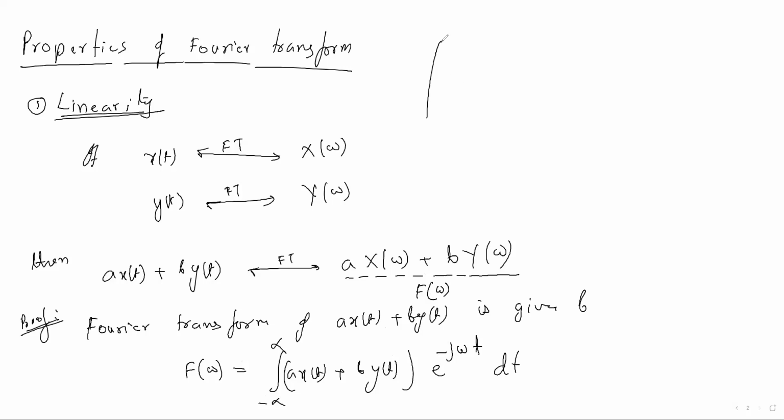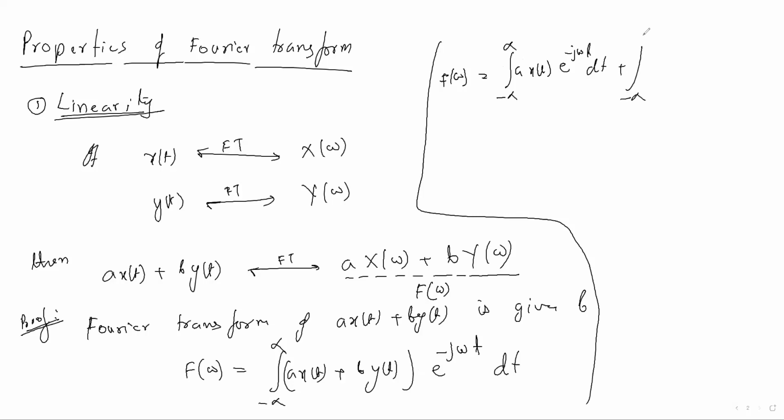Very easy. Then F of omega equals, breaking down the integration, the integration from minus infinity to infinity of a x of t e to the power minus j omega t dt, plus the integration from minus infinity to infinity of b y of t e to the power minus j omega t dt. Take the a outside, this will be X of omega. Take the b outside, this will be Y of omega. Okay, proved.